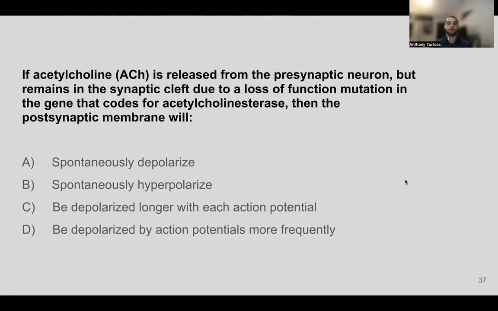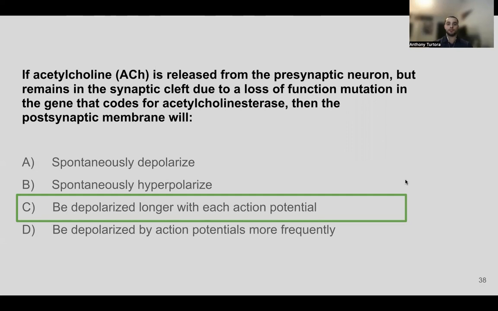So what happens is that if we don't have acetylcholinesterase, then the ion channels in the postsynaptic membrane will be open for longer, because acetylcholine will be in the synaptic cleft for longer. That will make depolarization last longer. A and B, about it spontaneously being depolarized or hyperpolarized, doesn't make sense, so we can cross those off. And for C and D, it is going to be C. It's just depolarized for longer. It won't happen more frequently. You just have acetylcholine there binding to receptors, so we know that it's going to last longer.